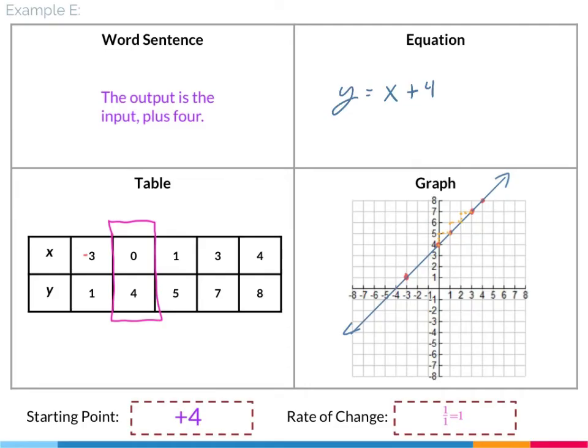Another good way to think of the starting point is where the y-axis is crossed. Since the y-axis is crossed at 4, that's what's going to be at the end of our equation and our starting point. All of those things are going to be the same. That's going to become very important in our next example. Let's go ahead and take a look at that now.